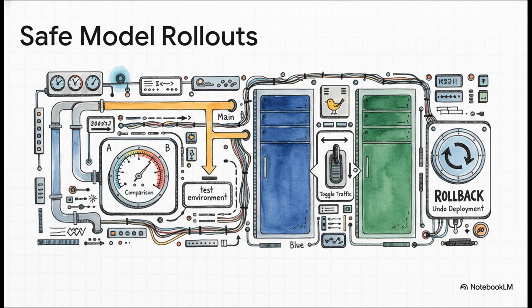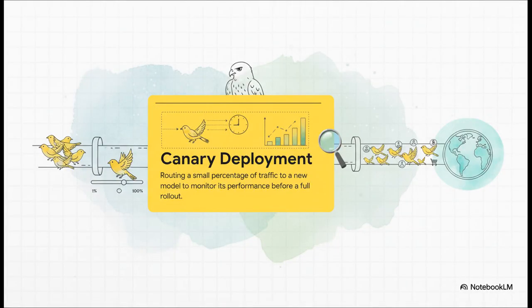Let's zoom in on one of my favorites, the canary deployment. You've probably heard the phrase canary in a coal mine, right? It's the same idea. You release your new model to just a tiny slice of your users, maybe 1%. Then you watch it like a hawk. Is it fast? Is it accurate? Are the business metrics, like people clicking on things, still looking good? If everything is great, you slowly, carefully dial up the traffic until it's serving everyone. It is just a fantastic way to de-risk your updates.